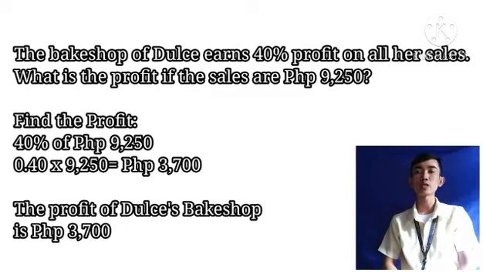We have 40% of 9,250 pesos. We convert 40% into decimal, 0.40, times 9,250 pesos is equal to 3,700 pesos. Then the profit of Dulce's Bake Shop is 3,700 pesos.